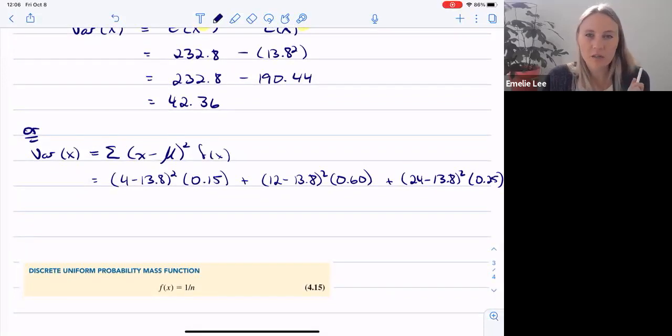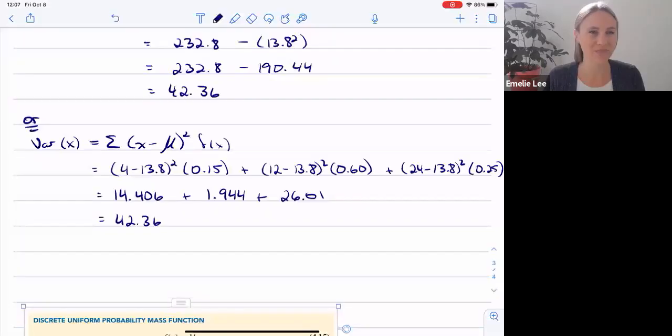I'm going to just pause it and work that out quickly because it's going to take me a little bit here. Okay, I'm back. And phew, it all worked out. So once I did the calculations individually, then I added them up and I got 42.36, which is the exact same value that we found earlier. And so these are just two ways that you can find the variance of X, and choose whichever one you prefer.